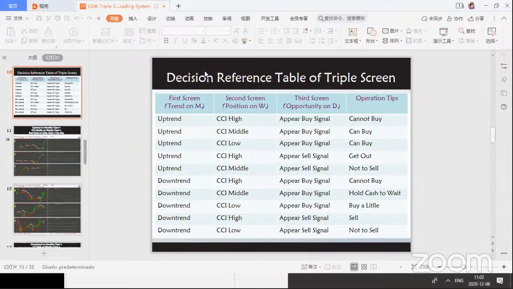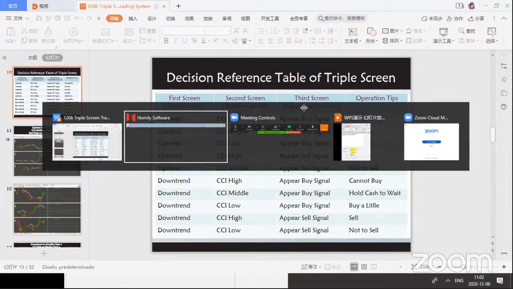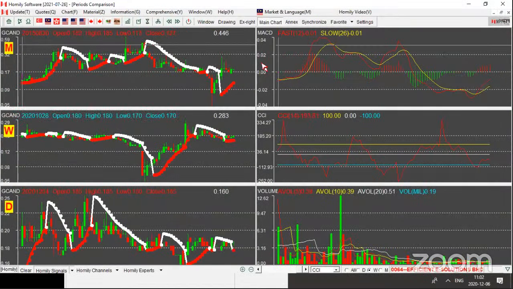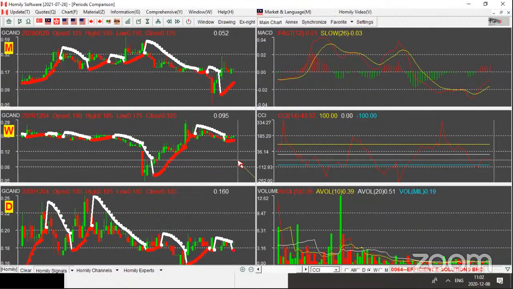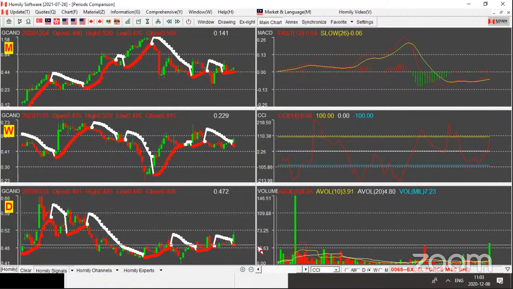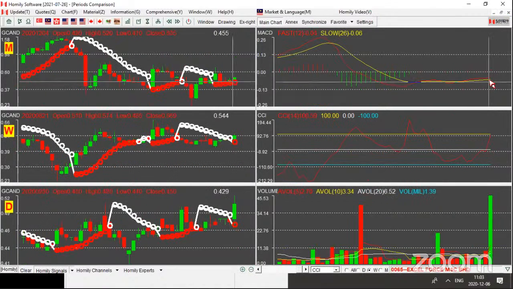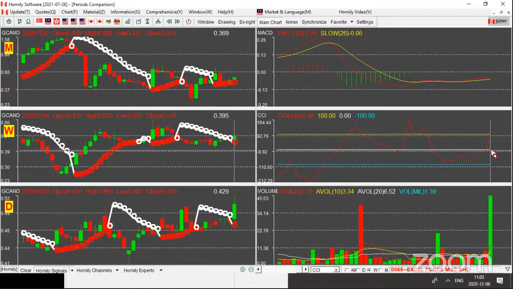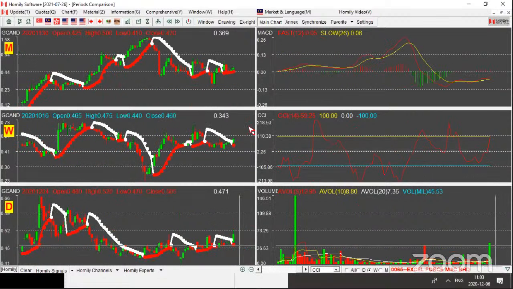Am I right? Okay, go back. Next one. Next counter, yeah, this one. Also, this one you see appear the first red circle, right? So monthly chart uptrend, weekly chart in the middle position, still below 100, and the daily chart appear the buy signal, so you can make your decision.